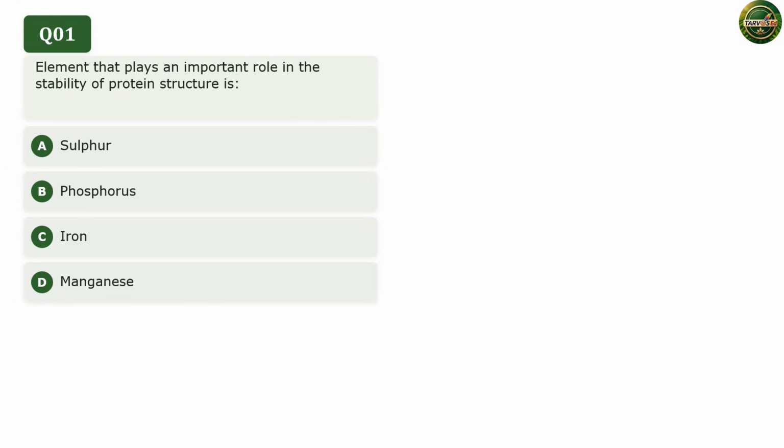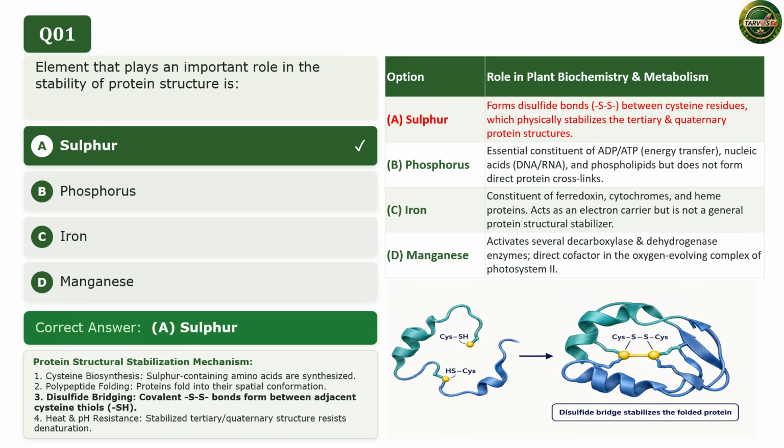The element that plays an important role in the stability of the protein structure is... The correct answer is option A, sulfur. Here in the image you can see two sulfur atoms joining to form a covalent disulfide bridge. This bridge is helping to lock the two distant parts of the protein chain together. This is preserving the folded 3D structure of the protein.